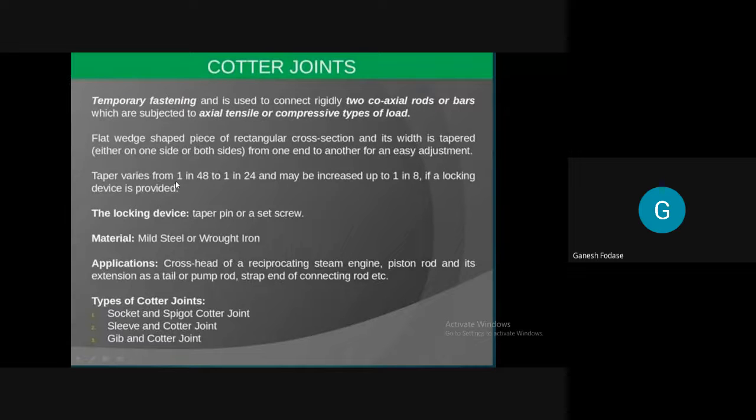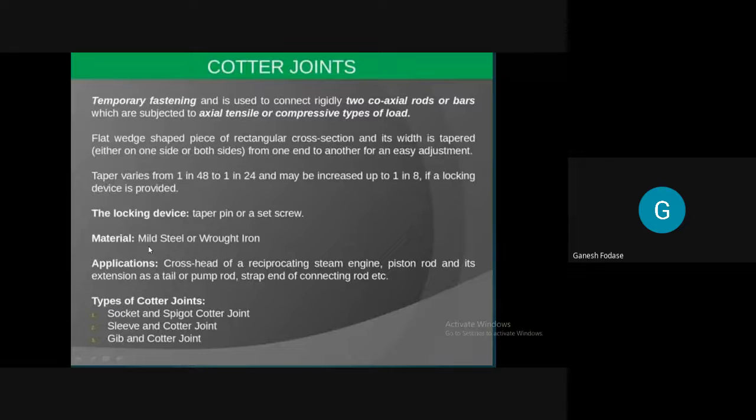The taper varies from 1 to 4. We will discuss in detail the specifications, how much taper will be and how much every dimension will be, in design. But generally the range of taper is from 1 in 48 to 1 in 20, 1 in 48 or 1 in 24. What is this 1 in 48, 1 in 24? We will discuss in detail later on. And it may increase up to 1 in 8 if a locking device is provided. Yes, when there is some locking device, then only it will be 1 in 8.